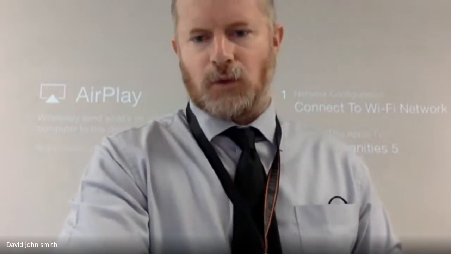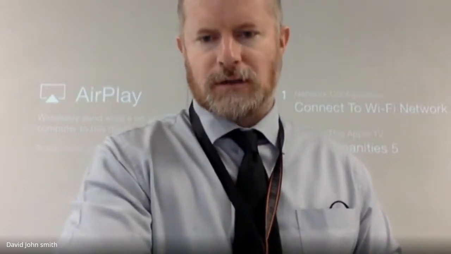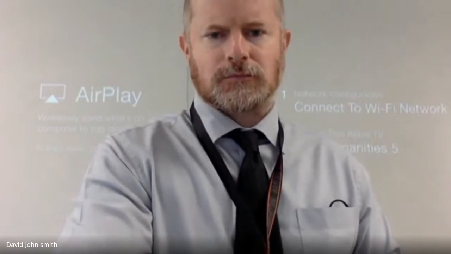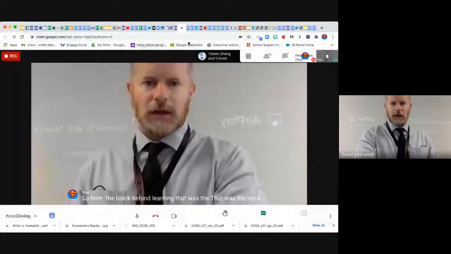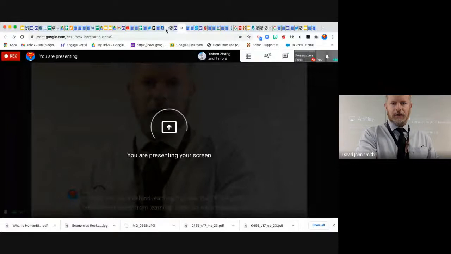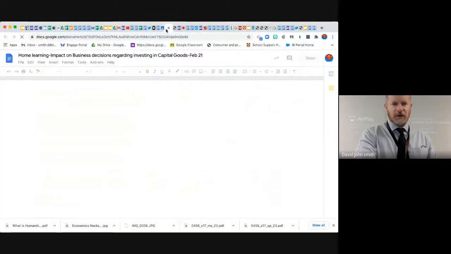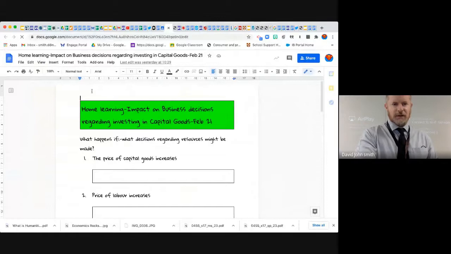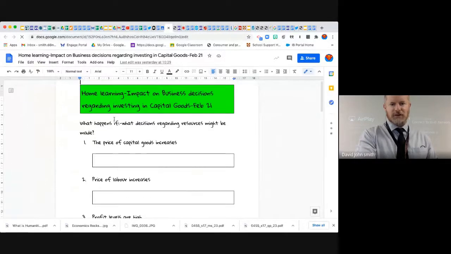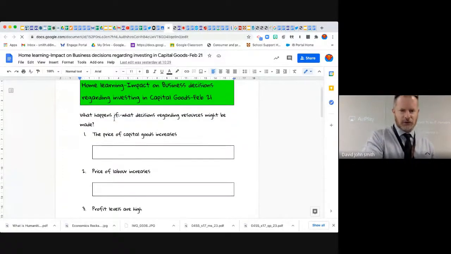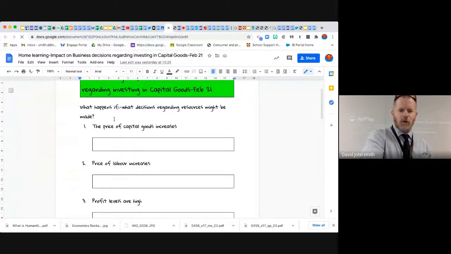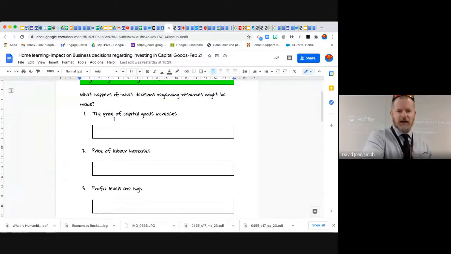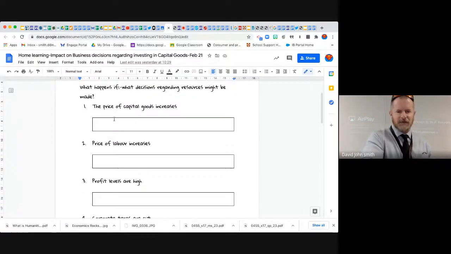Right, so we're sharing now, and the document looks like this. It is entitled Home Learning: Impact on Business Decisions Regarding Investing in Capital Goods. So what happens if? What decisions regarding resources might be made if the price of capital goods increases, the price of labour increases, profit levels are high, corporate taxes are cut, consumer income rises, and so on. So the idea is that you're going to then put an answer into all of those.